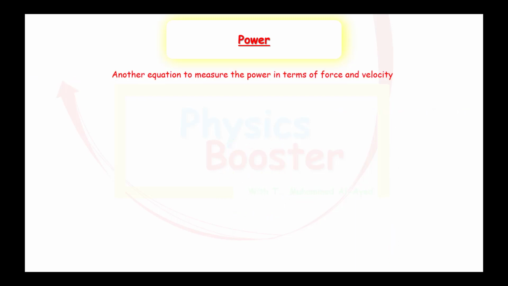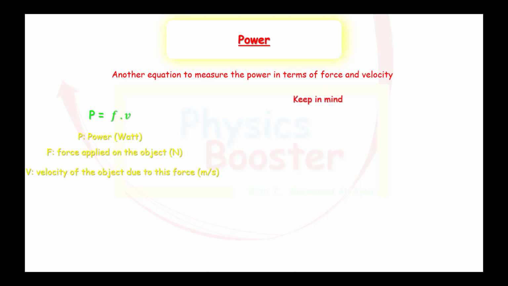Another equation we can use to measure the power is in terms of force and velocity, because in a lot of questions we have energy, we have force, we have velocity. So it doesn't always have to be using the same equation, which is work divided by time. We can say that the power is equal to the force multiplied by the velocity. So now we have two equations to calculate the power. The first one we just saw, it's work divided by time. The other one is simply the force multiplied by the velocity. And we know that the unit of power is what? The unit of force must be newtons, and the unit of velocity must be meters per second.